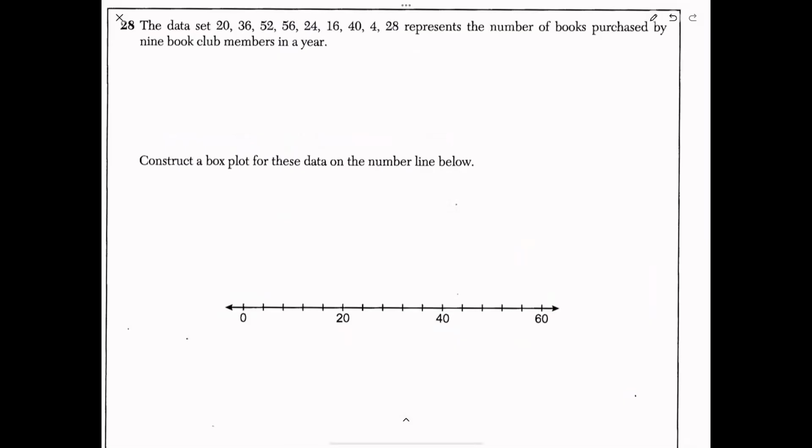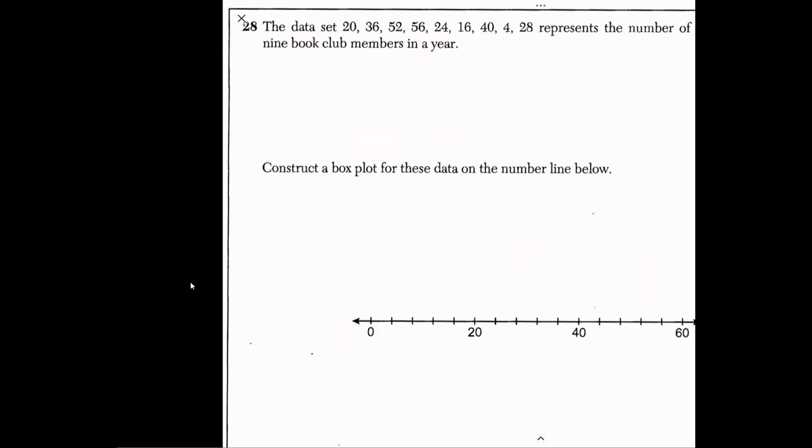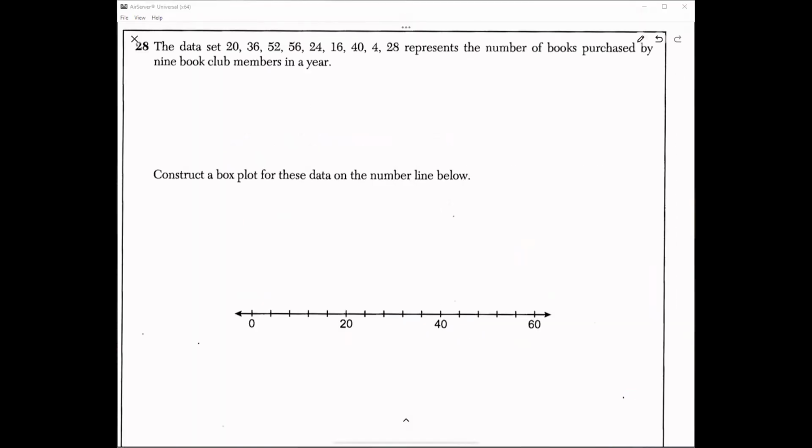This one came from one of the more recent Regents exams. They give us some data: 20, 36, 52, 56, 24, 16, 44, 28. That's the number of books purchased by the book club members. They want us to construct the box plot for this data, and they want us to use this number line. So now I'm going to use the calculator. I'm going to show you how to do it using the TI-Nspire. The very first thing I'm going to do is grab my calculator.